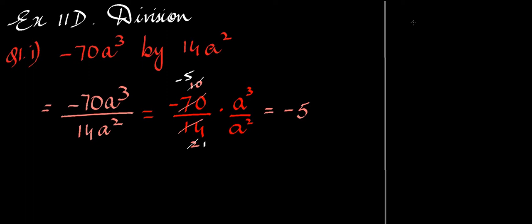Now there are two ways to do it. First is a cube can be written as a into a into a, divided by a square, that is a into a. Now let's do the cancellation. A cut, a cut. Only one a left. But this is a little nomadic method to do.